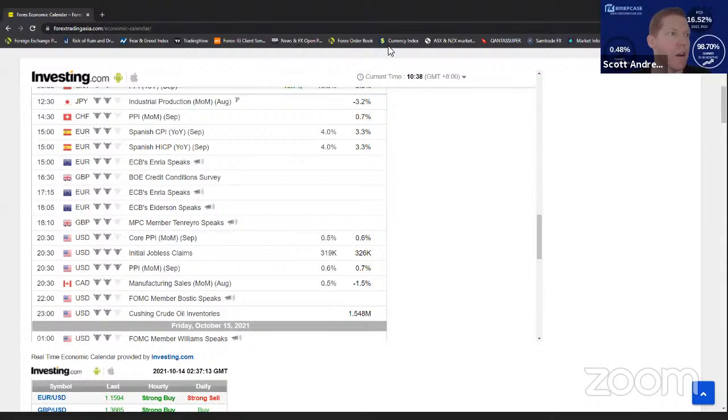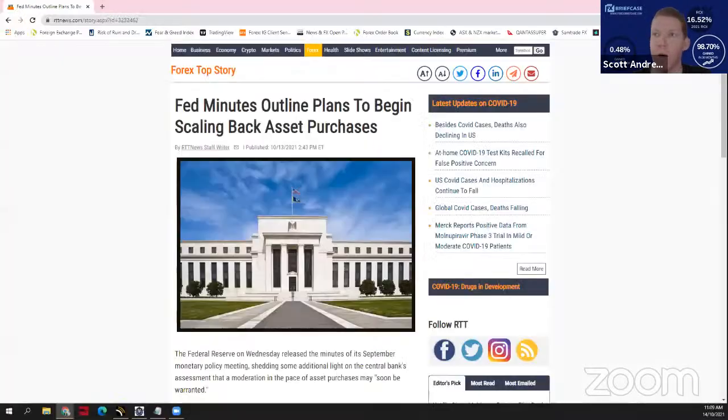And I'll just quickly go to the article as well. So this is shared on Forex Trading Asia. And it's a nice way to start the day just to go through what happened overnight, especially if you're in a similar time zone.